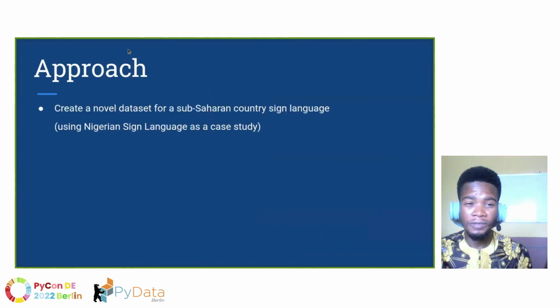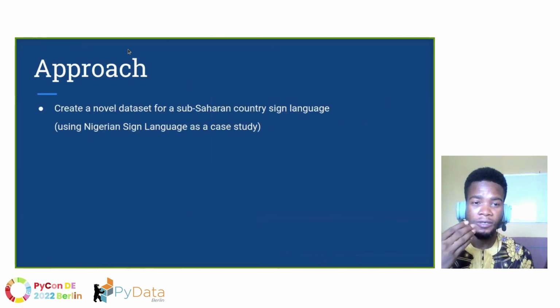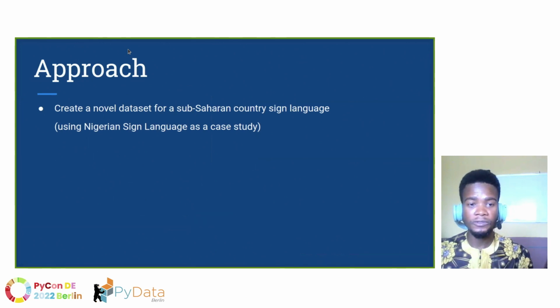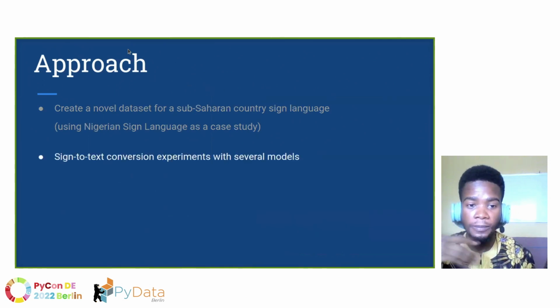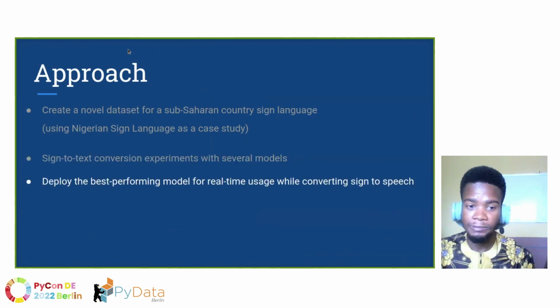So based on the motivation, we decided on following this approach. The first step is to code a novel data set for sub-Saharan countries and languages. And since I'm from Nigeria, it makes sense, and Nigeria is simultaneously the most populous country in Africa, with the Nigerian Sign Language. Then we run sign to text conversion experiments with several models, and finally deploy the best performing model for real-time usage, converting the sign words to text and speech.